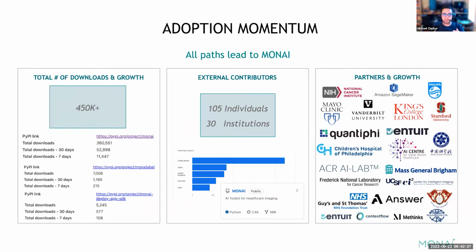We're getting a lot of people integrated into the MONAI Label ecosystem and a lot of just general contributions. So over 105 individuals, I think that's up closer to 150 now, over 30 institutions, and partners like King's College London, Stanford, Mayo Clinic, the NIH, the NHS, ACR, MGB, UCSF, and a lot of other companies and research institutions utilizing MONAI in their stack or integrating it into their workflows.